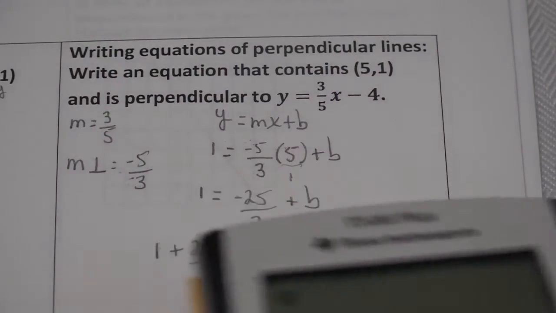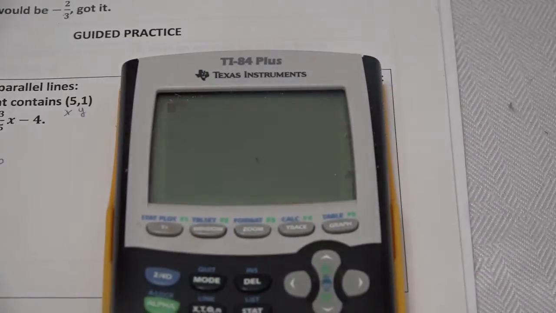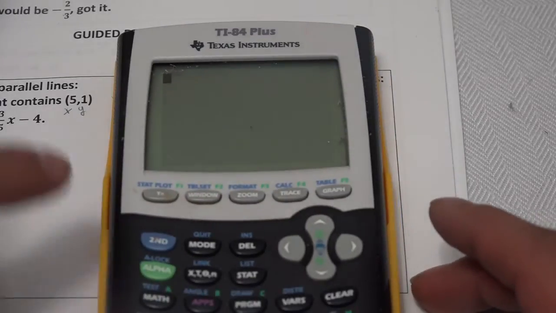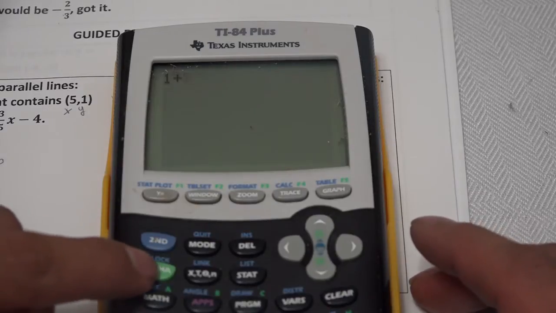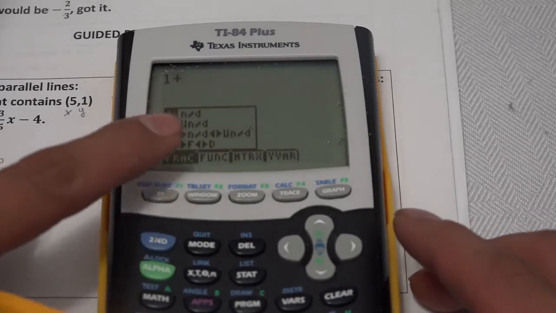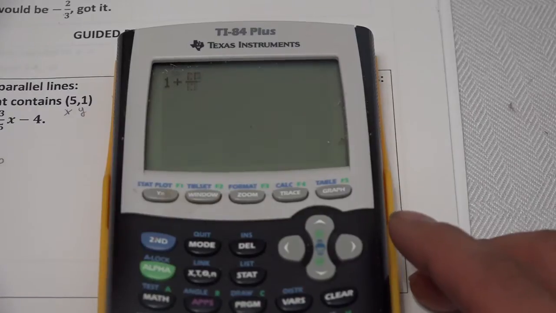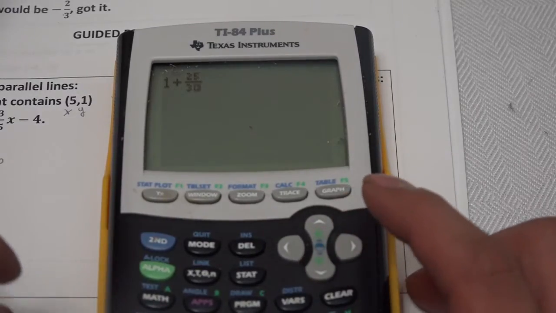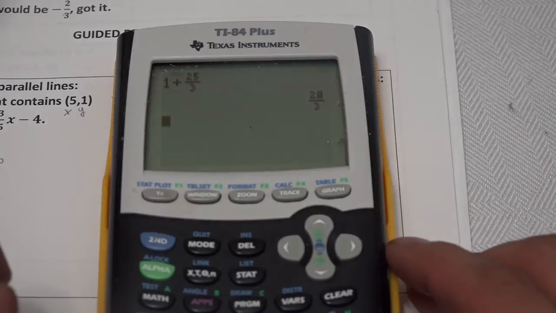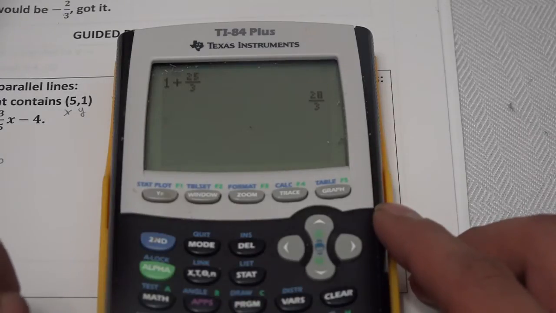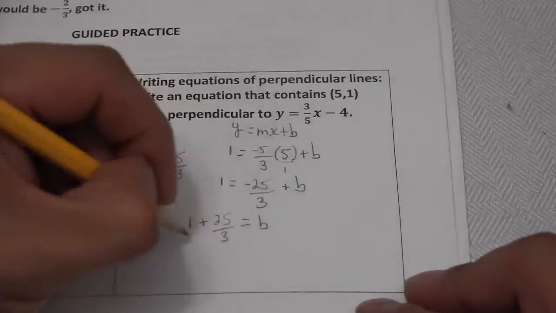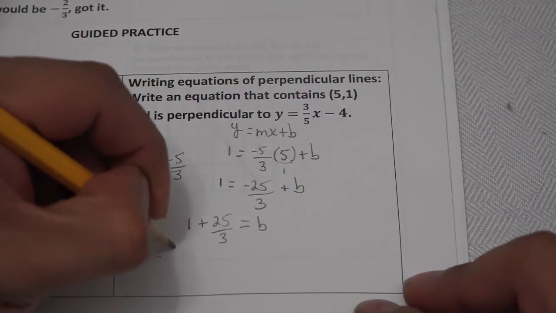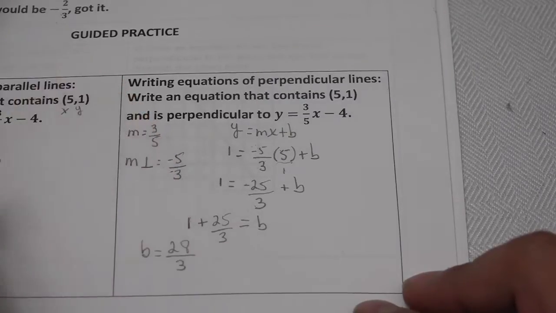So look at this. I need 1 plus 25 over 3. So you want 1 plus 25 over 3. How do you do that? Alpha y equals, that gives you the menu for the fraction, and you put 25 over 3. And look at what magic happens. It gives you the answer as a fraction, 28 over 3. Take this off, and now I know that b is equal to 28 over 3.